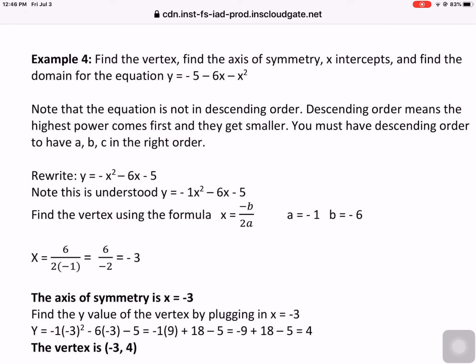The axis of symmetry is the same as the vertex x value. X equals negative 3. Find the y value of the vertex by plugging in x equals -3. So y equals -1 times -3 squared minus 6 times -3 minus 5 equals -1 times 9. You do the -3 squared. -6 times -3 is 18 minus 5. -9 plus 18 minus 5 equals 4. So the vertex is -3, 4.